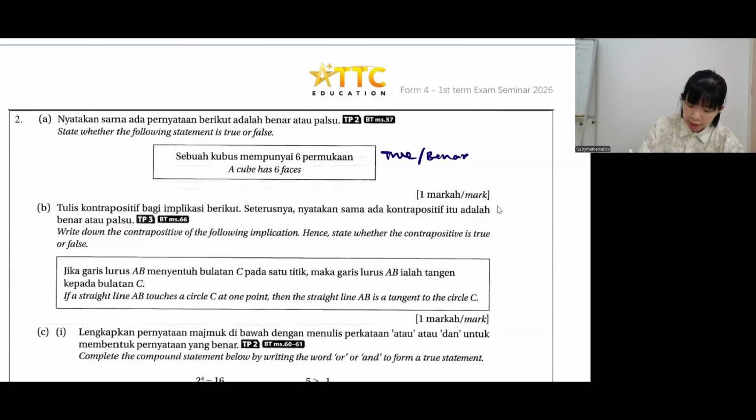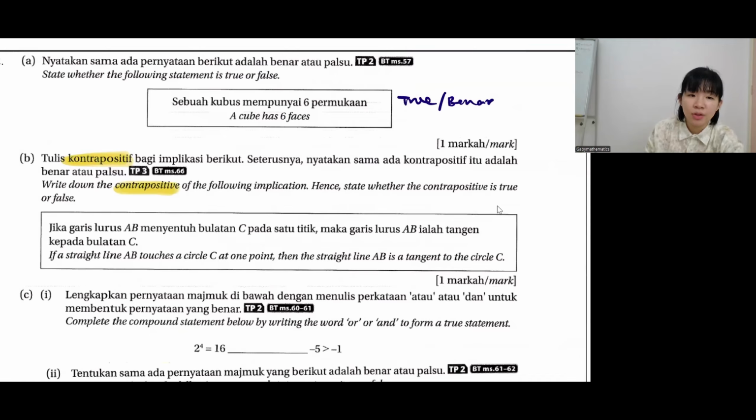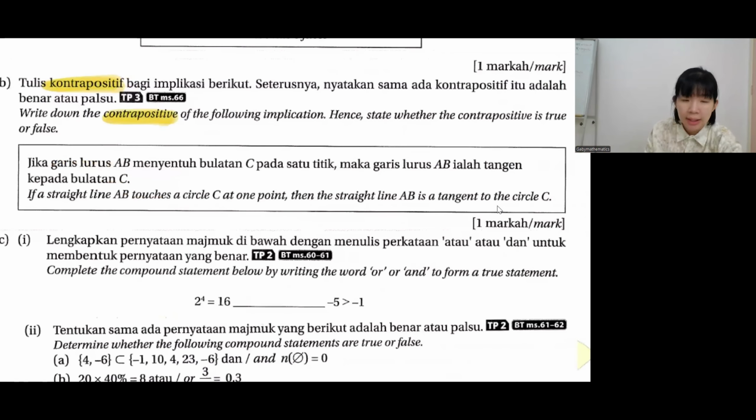Okay, B. Okay, highlight this. Write down contrapositive. Contrapositive of the implication. State the contrapositive true or false. Contrapositive is we terbalik the sequence and we also change to not. Everything changes. Terbalik, bring the front part to the back, and then change to not, change to bukan. And then after that, we're going to say true or false. So guys, you need to copy this one.